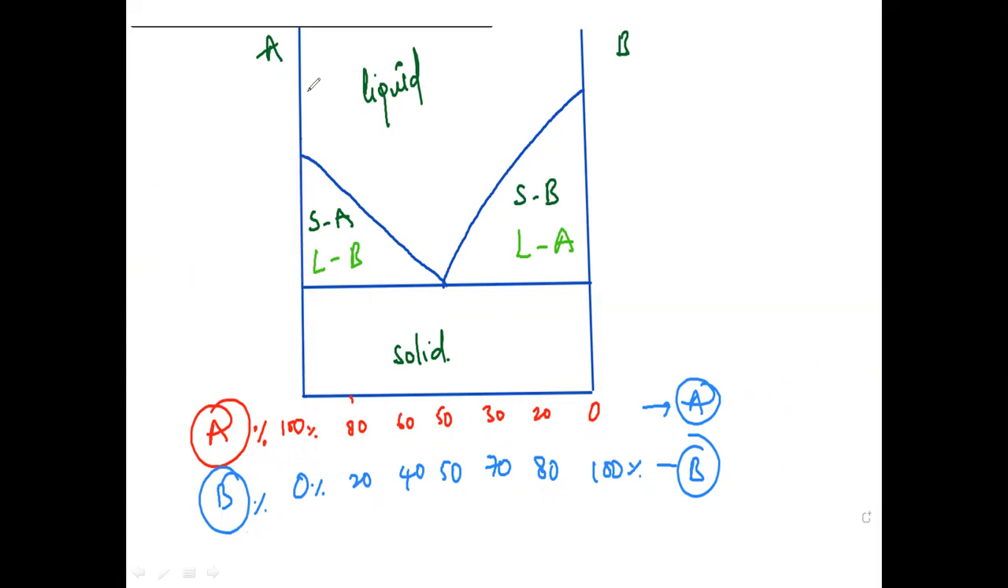First of all, let us take a point here. At this particular point, this is a region where only liquid is there, that liquid consisting of A and B. So in the liquid, A is there and B is there. That means A, whatever it may be, lead or silver, both the components are present in a liquid phase. So in this area, completely liquid will be there.